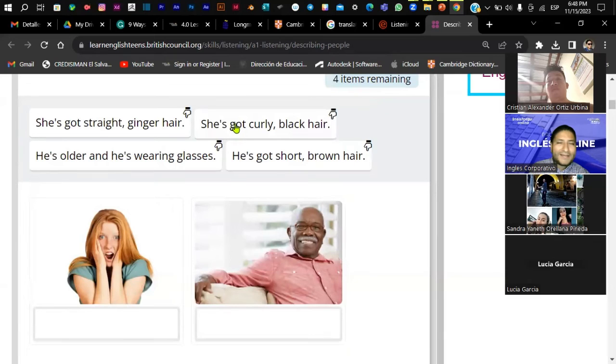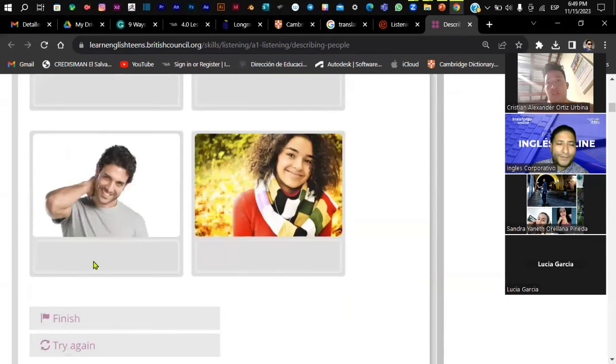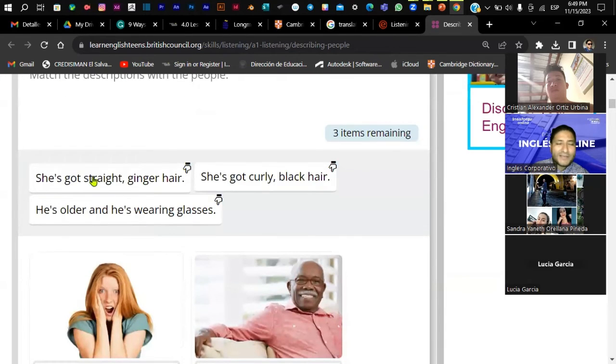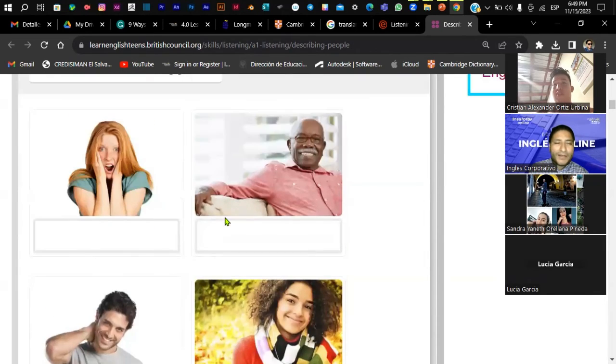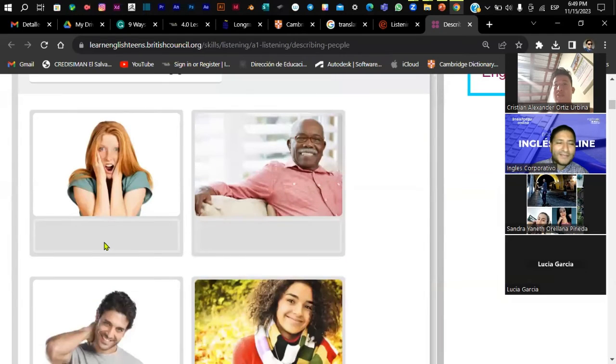Okay, so, in the picture? Number three, the boy. Let's see. This one. Okay, no problem. Okay, what is the next description? This is picture number one. Read the sentence. Practice the vocabulary, please. She's got ginger hair. Okay. What is the picture that corresponds with picture number one? Number one, okay. Sí, porque hay una lista.